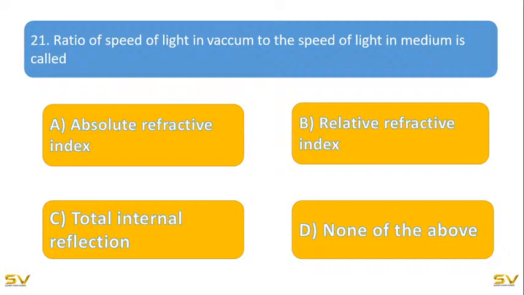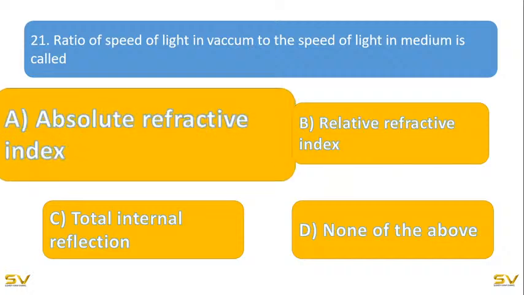Now it's time to reveal the answer. It's absolute refractive index. So A is the correct answer, because the speed of light in vacuum is c and the speed of light in a medium is v. n is equal to c by v, where n is the absolute refractive index. Option B is relative refractive index. The relative refractive index is the ratio of the refractive index of the second medium to the refractive index of the first medium. So absolute refractive index is the correct answer.